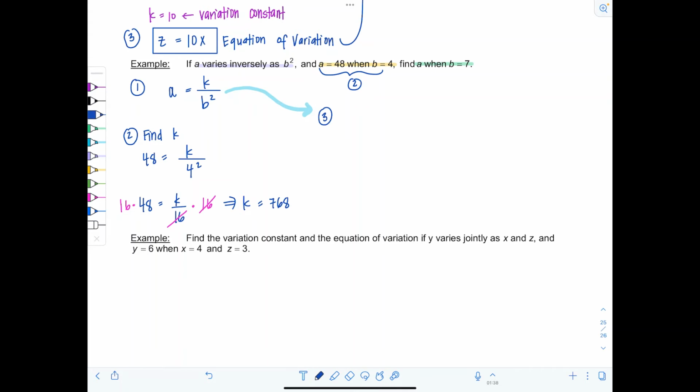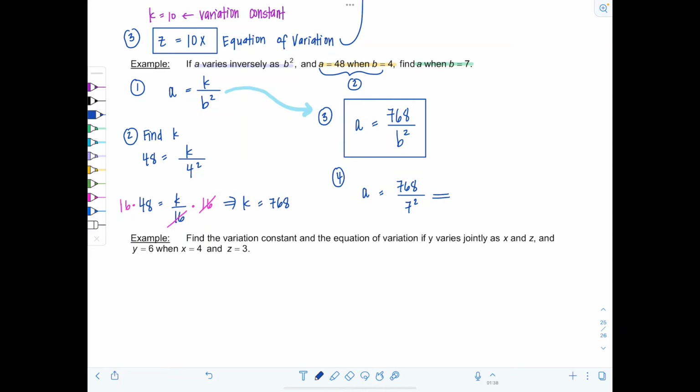All right. Then step 3, you're going to write the original model again, but now substitute in the value of k that you found. So you have the equation of variation. So we have a equals 768 over b squared. Boom. Box it if you want, because this is the equation or the formula that you're going to use now to answer the question in the last part. And the last part is here. It says find a when b is 7. So I'm just going to substitute in 7 for b. So we've got 768 divided by 7 squared.